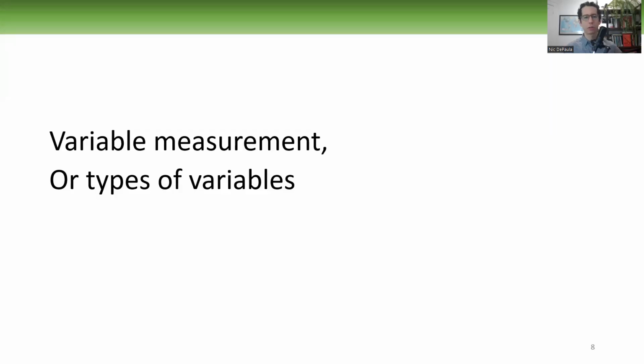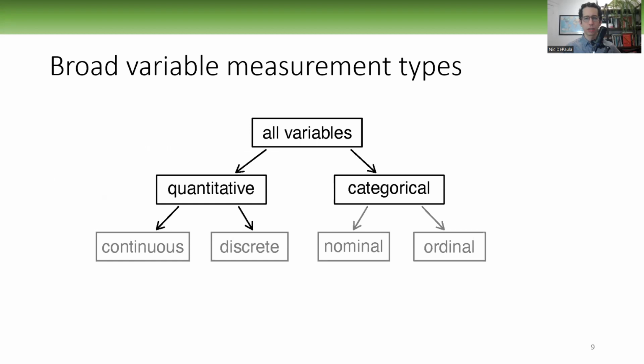Hi, here I wanted to talk to you about variable measurement, also referred to as types of variables. There are different ways to think about variable measurements, but generally they all follow along with something like this. There are essentially quantitative variables, quantitative ways to measure something in the world, and also qualitative, so categorical, often also called qualitative. And the quantitative measurements are the continuous variables and discrete variables.